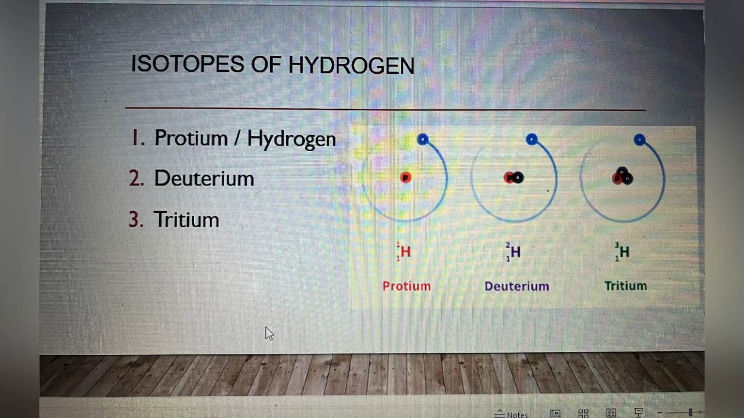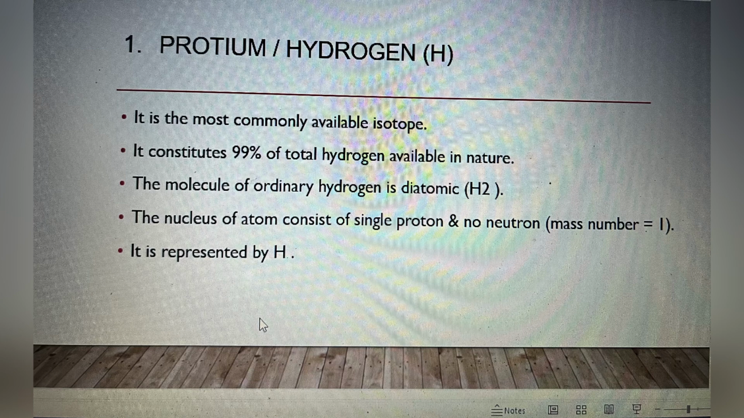Now the isotopes of hydrogen. First is protium, which is called hydrogen, having atomic number 1 and mass number 1 with one electron and one proton. Second is deuterium, called heavy hydrogen, having atomic number 1 and mass number 2 with one electron, one proton and one neutron. Third is tritium, having atomic number 1 and mass number 3, one electron, one proton and two neutrons.